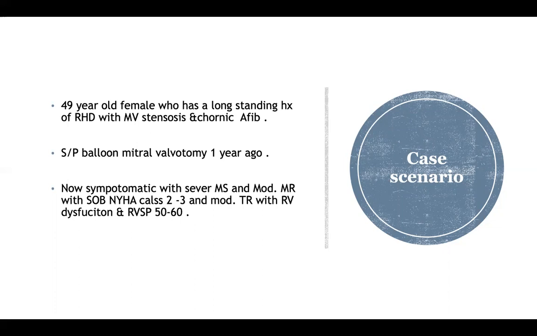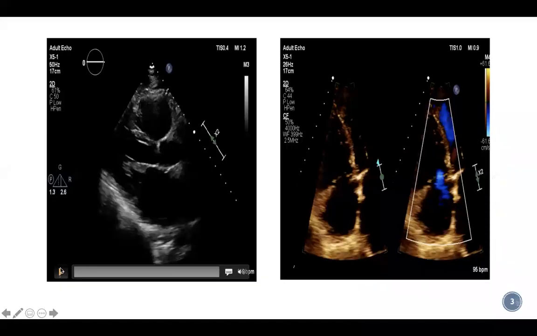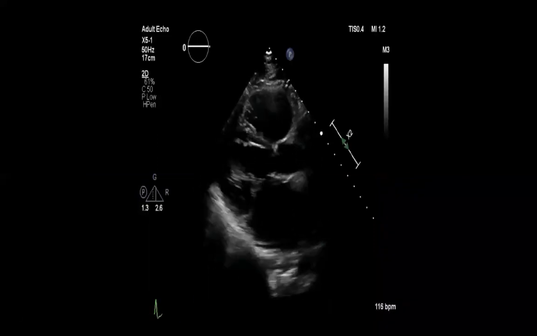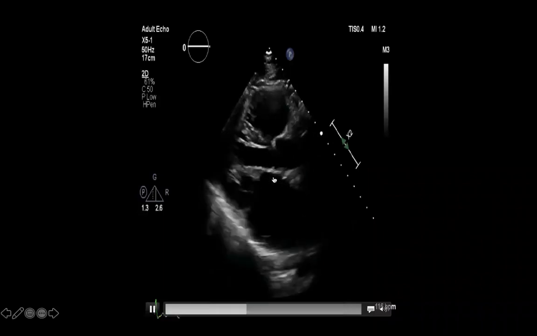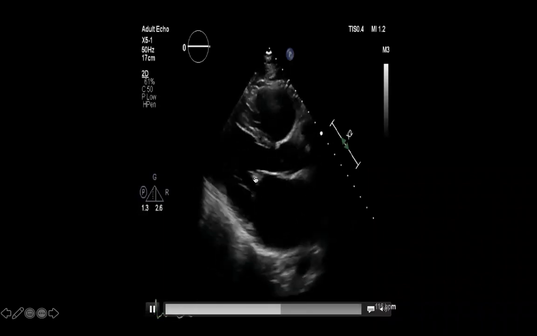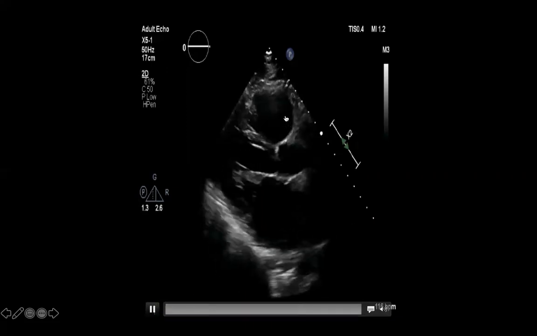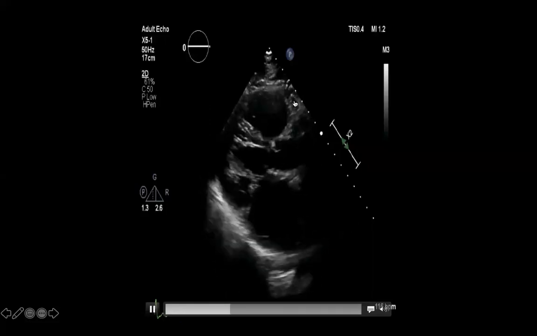Currently, when she came to us, she was asymptomatic with severe MS and moderate MR, and shortness of breath NYHA class 2 to 3, and moderate TR with RV dysfunction, and the pulmonary pressure estimated to be 50 to 60. So here you can appreciate in this long axis parasternal view, a very dilated left atrium, the pathology on the mitral valve, doming and thickening of the anterior leaflet, restricted posterior, and you can notice here mild to moderate RV dysfunction.